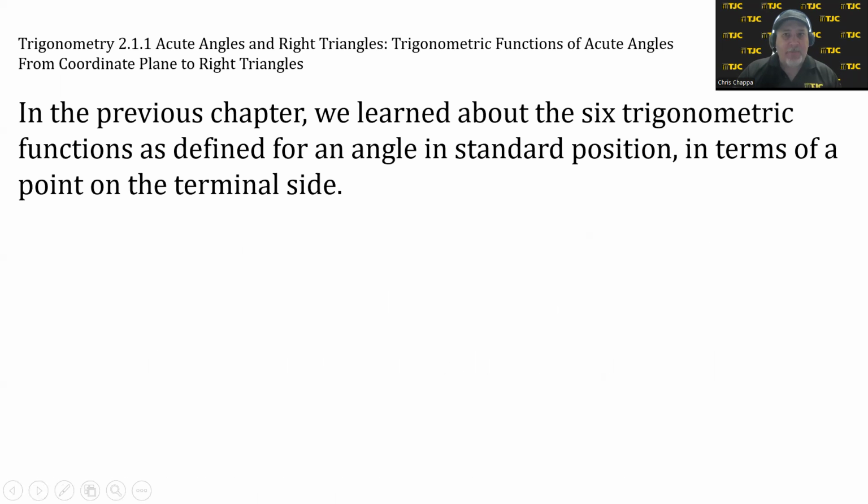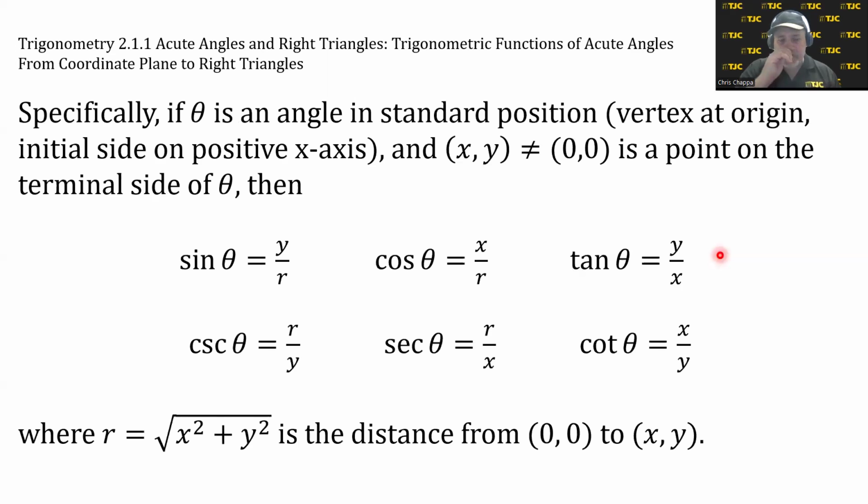In the previous chapter, we learned about the 6 trigonometric functions as defined for an angle in standard position in terms of a point on the terminal side. Specifically, if theta is an angle in standard position, vertex at the origin, initial side on positive x-axis, and (x, y) not equal to the origin is a point on the terminal side of theta, then here are our 6 definitions of our trig functions, where r is the distance from the origin to the point (x, y).